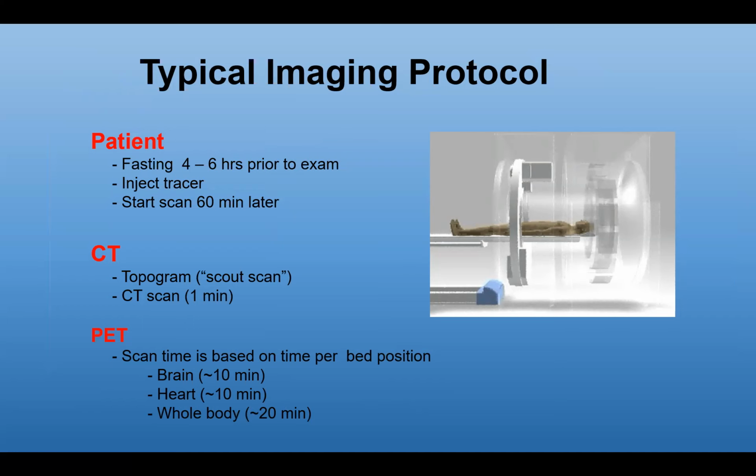The scan time will be based on the time per bed position. So these are just guidelines: for brain, about 10 minutes for the scan; a heart, 10 minutes; whole body takes a little bit longer, 20 minutes. The number of bed positions is going to be dependent on the patient height, and also dependent on the history. In other words, where is the tumor located, and what length of the patient would you have to image.